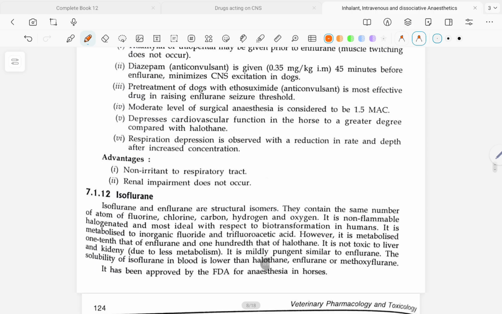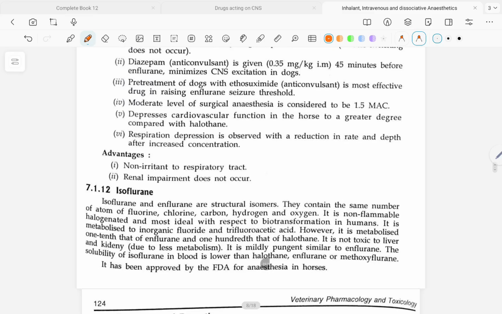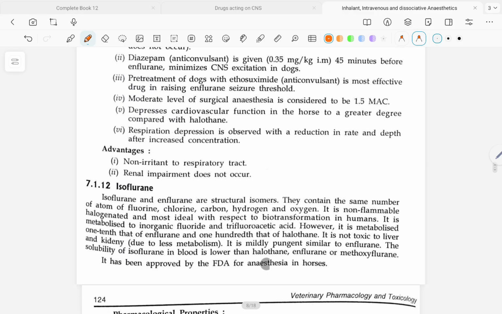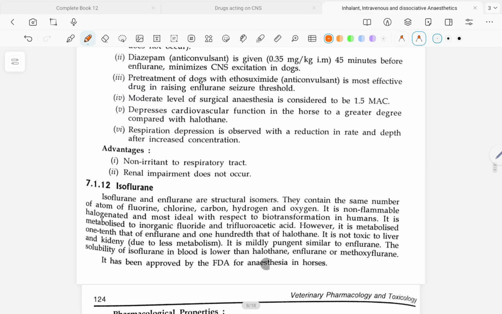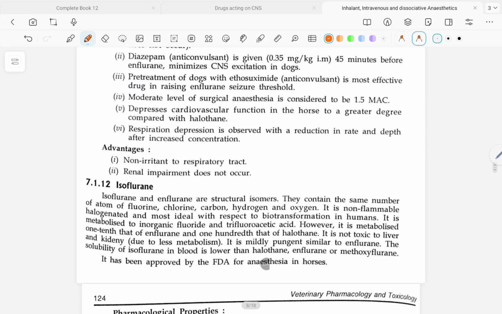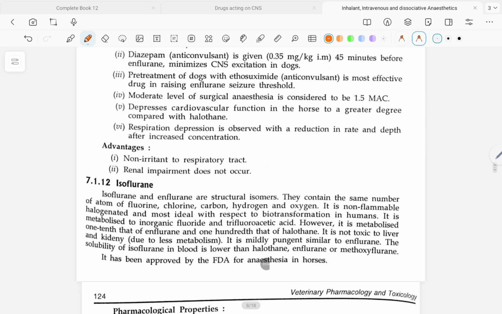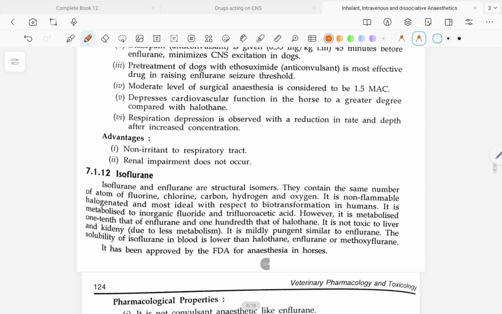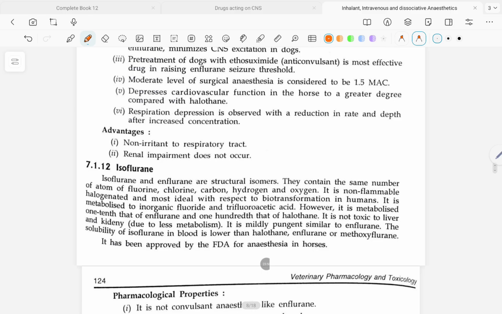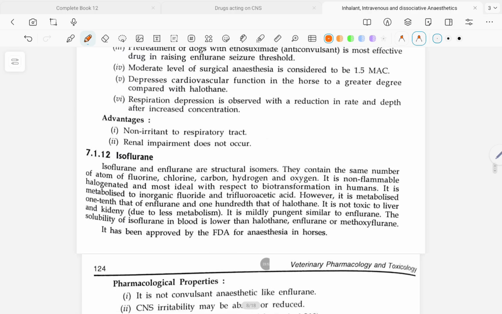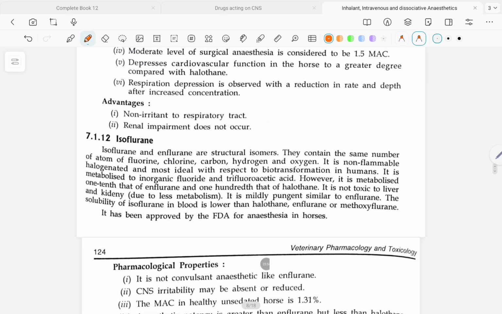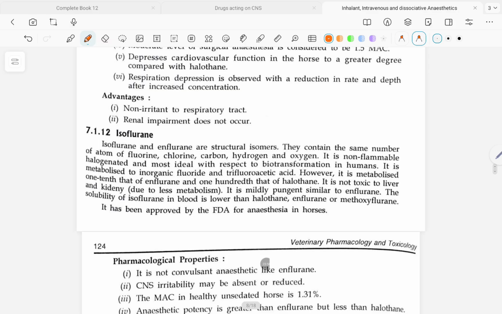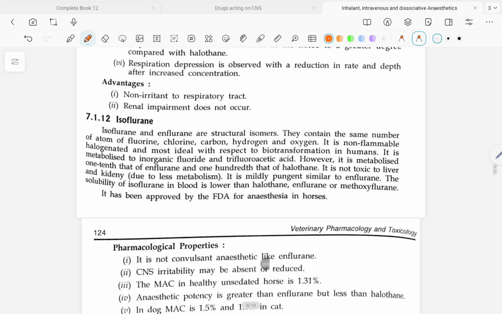Moderate level of surgical anesthesia is considered to be 1.5 MAC. Depresses cardiovascular function in the horse to a greater degree compared with halothane. Respiratory depression is observed with a reduction in rate and depth after increased concentration. Advantage: non-irritant to respiratory tract. Renal impairment does not occur.